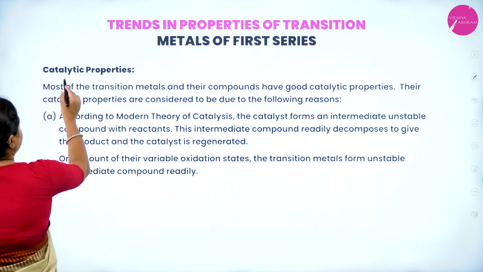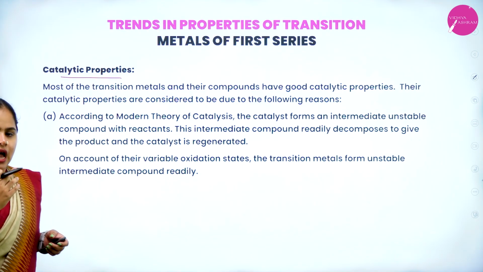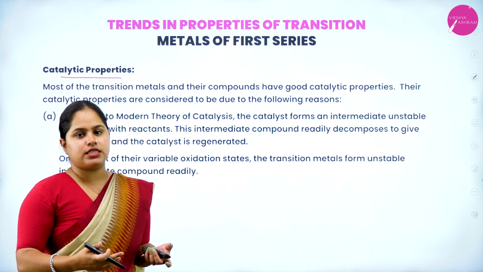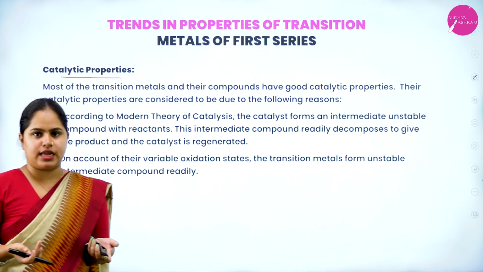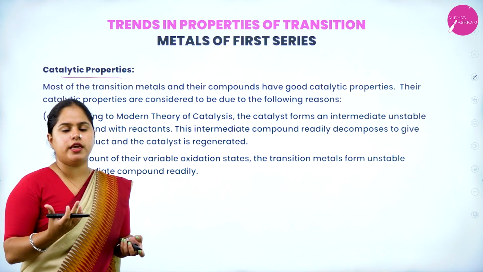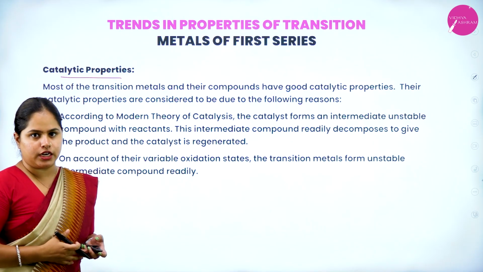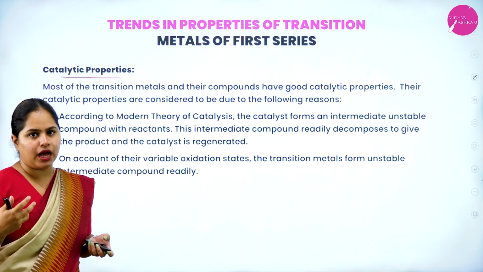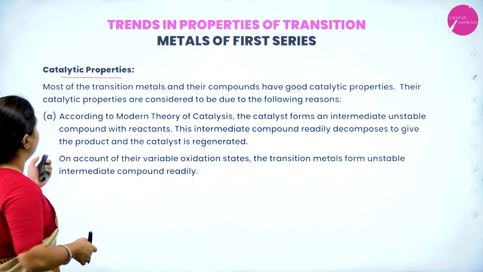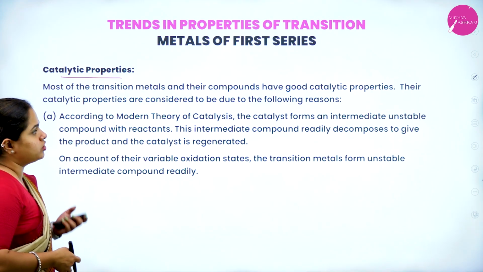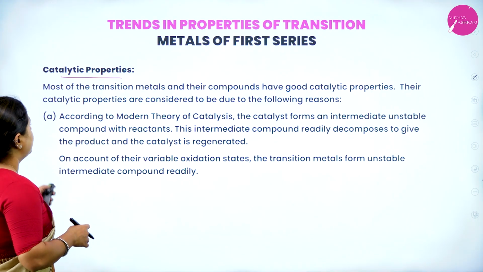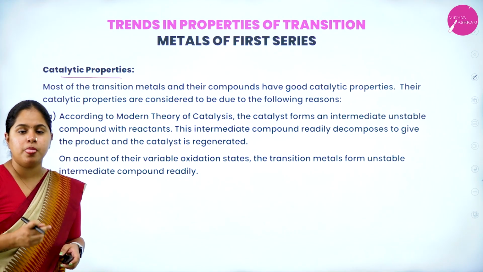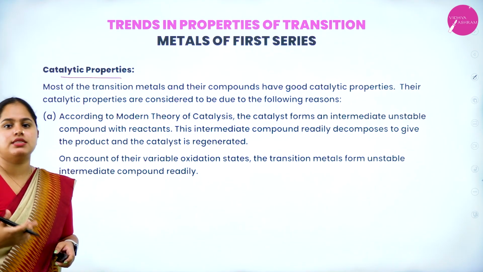Now next one is catalytic properties. So d block elements are also used as catalyst in various reactions. So you are already familiar with what is catalyst. Catalyst is a substance which is generally used to increase the speed of the reaction. It will take part in the reaction and towards the end of the reaction we will obtain it back as it is itself, right? So most of the transition metals and their compounds have good catalytic properties. Their catalytic properties are considered due to the following reasons. So this is an important question. Why d block elements are used as catalyst?